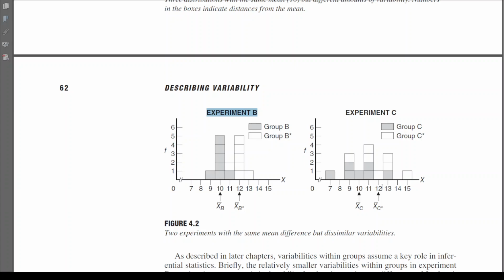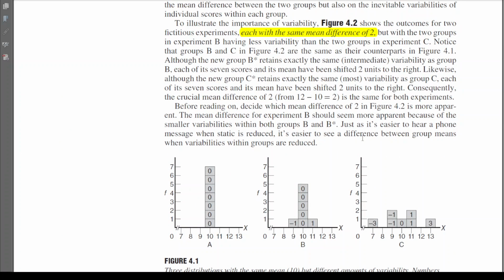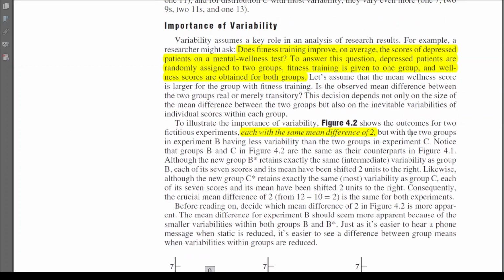Although the mean difference in scores is the same, that is, the mean scores have increased from 10 to 12 for both the groups, in experiment C, what we find is that, for example, for the score 11, there are two patients who belong to the control group who score 11, and there are two patients who belong to the treatment group who score 11. So there is a large amount of overlap in experiment C. That is what we can see intuitively.